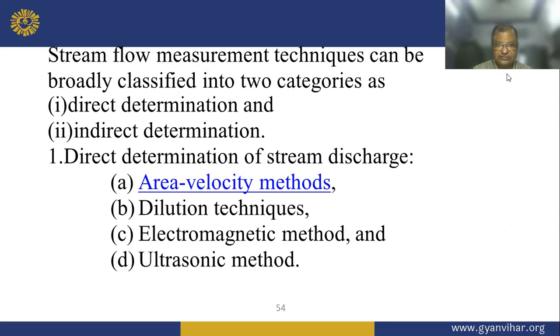And these are the stream flow measurement techniques, broadly classified into two categories: direct determination and indirect determination. Direct determination of stream discharge includes the velocity area method, the dilution technique, the electromagnetic method, and the ultrasonic method.